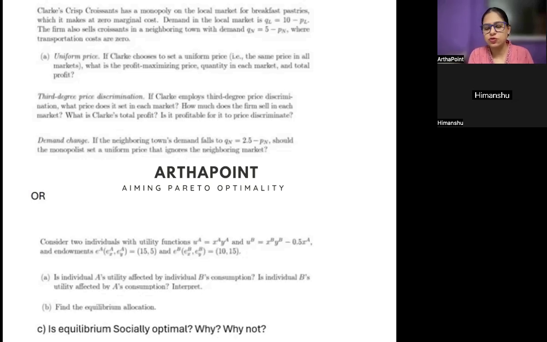Just go through that PDF also once. It will be based on different kinds of questions. It has third degree price discrimination, second degree, multi-plant, multi-output monopolist, and then questions on game theory, etc. Just go through all of those also.